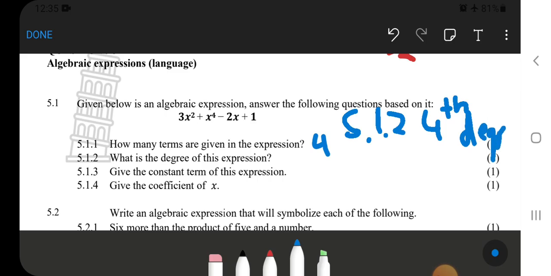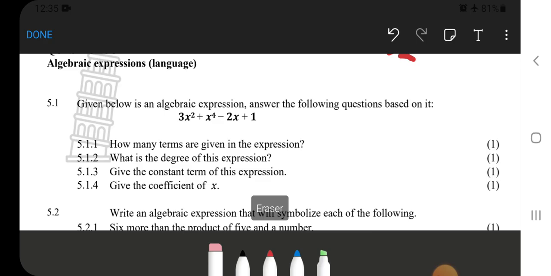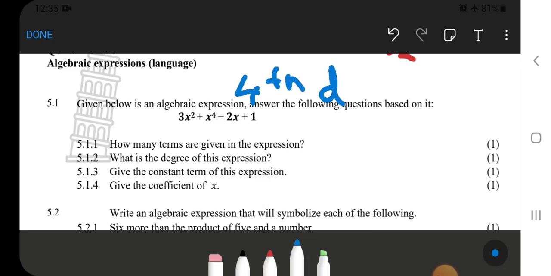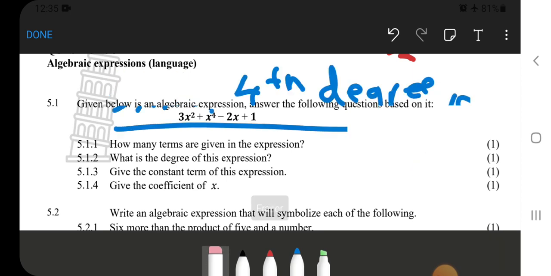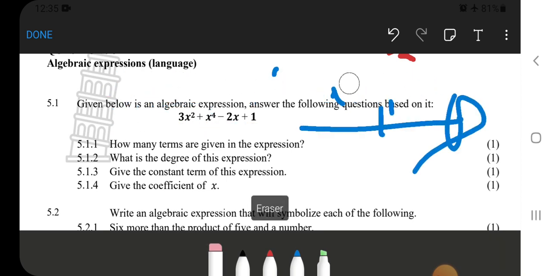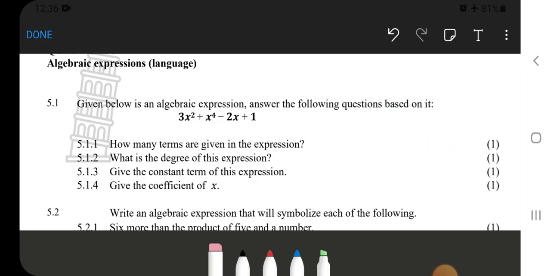I don't have space there. Let's do it. 4th degree. That is 5.1.2. Okay, it's 4th degree. And 5.1.1, it's 4 terms.